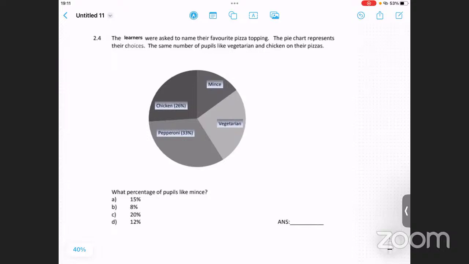Are you still there? Yes, ma'am. So, ma'am, I think you add everything together and then subtract it from 100, to get your answer. So we're going to say 33 plus 26. And then what are we getting? 59.